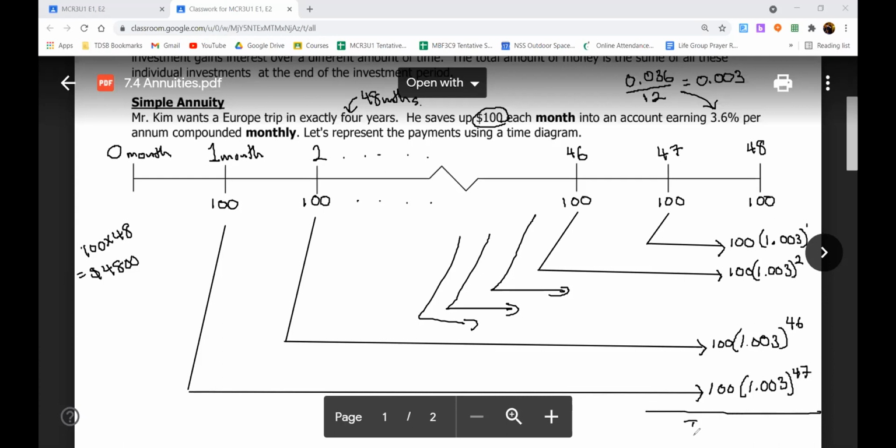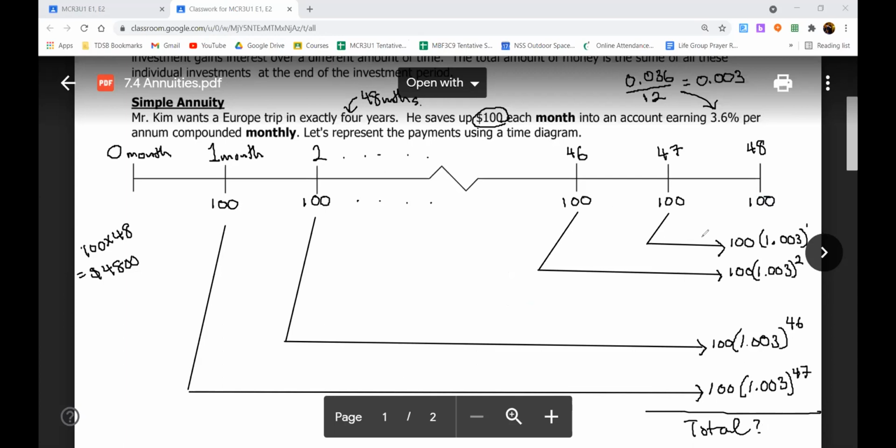And my question to you is, what's the total? How much money do I have actually at the very end? And at this point in time, I'm hoping that things look a little familiar to you. Take a look. 100.